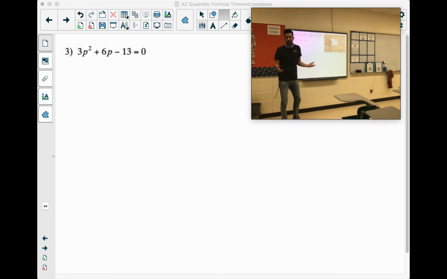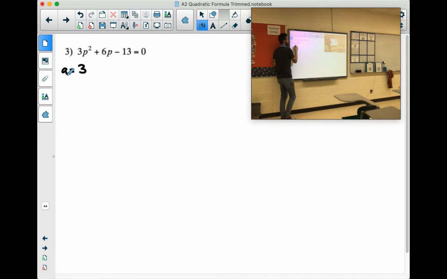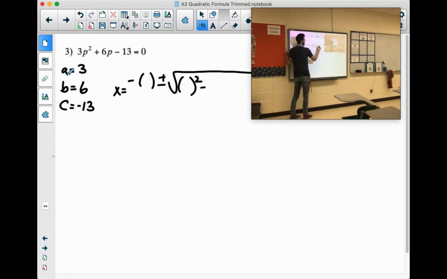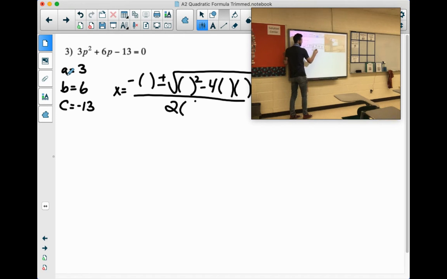Is this the one? I don't know, maybe. So in this case, we got A is 3, B is 6, C is negative 13. Go ahead and put it in here. A, B is 6, A is 3, and C is negative 13.